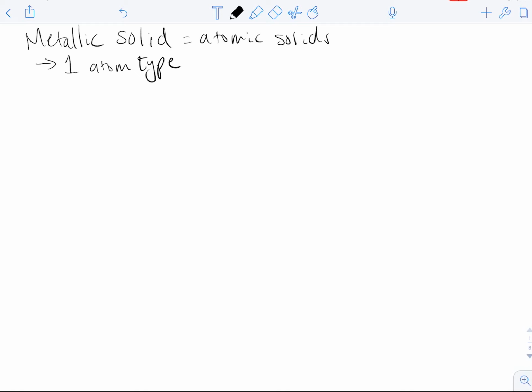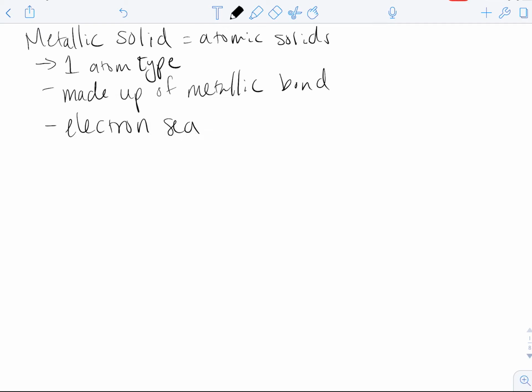So metallic solids themselves are made of metallic bonds. And metallic bonds themselves aren't just like one bond like we see with covalent bonds, but it is still a sharing of electrons. So with metallic bonds, we consider this what's called an electron sea model. And the electron sea model basically says we have a bunch of positive ions that are together and they are sharing all of their valence electrons.